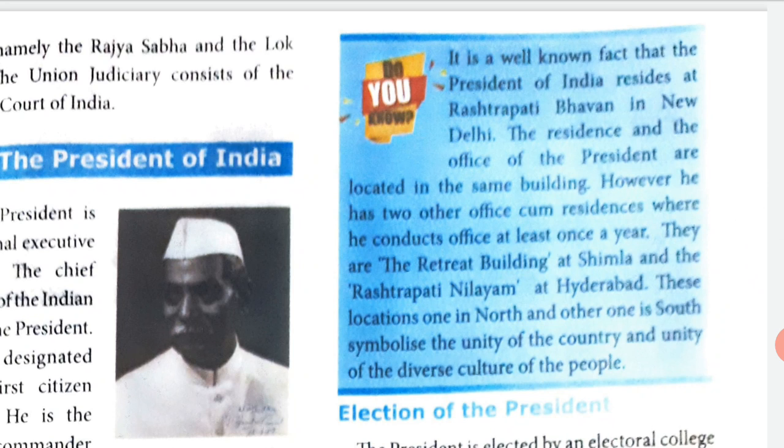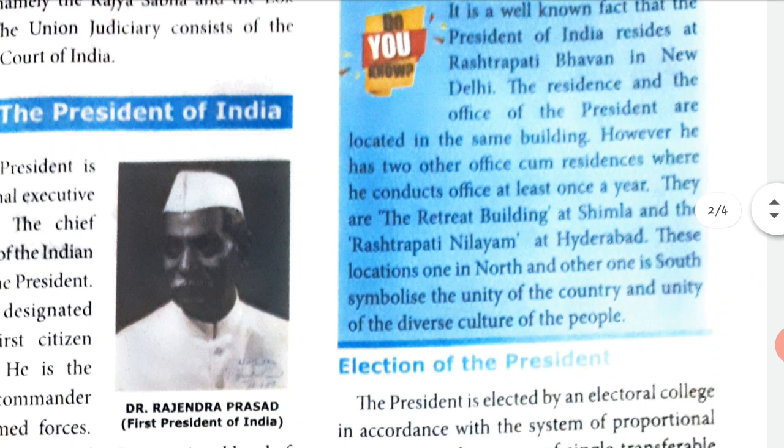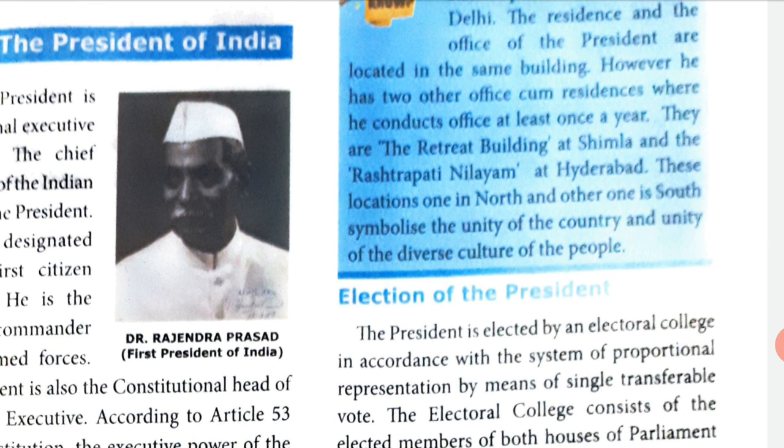However, he has two other office cum residences where he conducts office at least once a year. So apart from Rashtrapati Bhavan, he has got two more places where he can reside and do office work. They are the retreat building at Simla and the Rashtrapati Nilayam at Hyderabad. These locations, one is in the north, so Simla is in the north and Hyderabad in the south, symbolize, means show, the unity of the country and the unity of the diverse culture of the people. Diverse means different culture of the people.